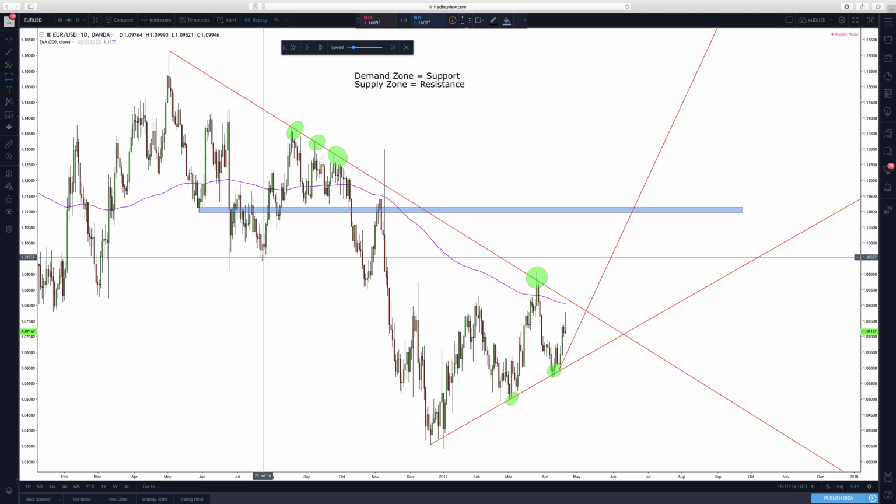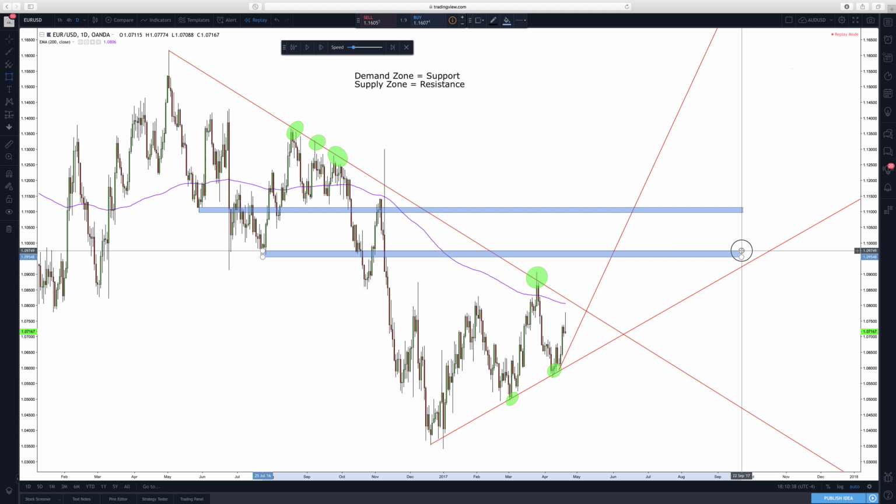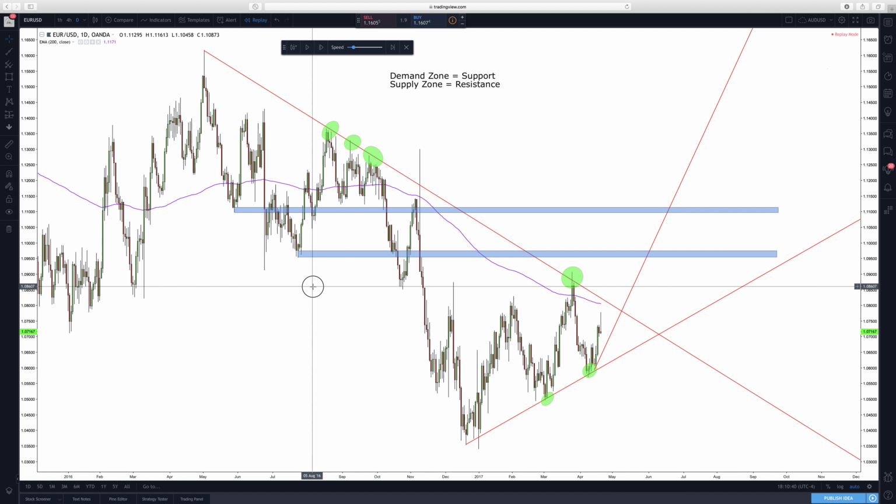So the next zone that I would have drawn is this point here. And before I get ahead of myself, the way I draw these is I draw it from the bottom of the wick to right where the body starts, to the top of the wick. So I'm just drawing the length of the wicks for the support and resistance.